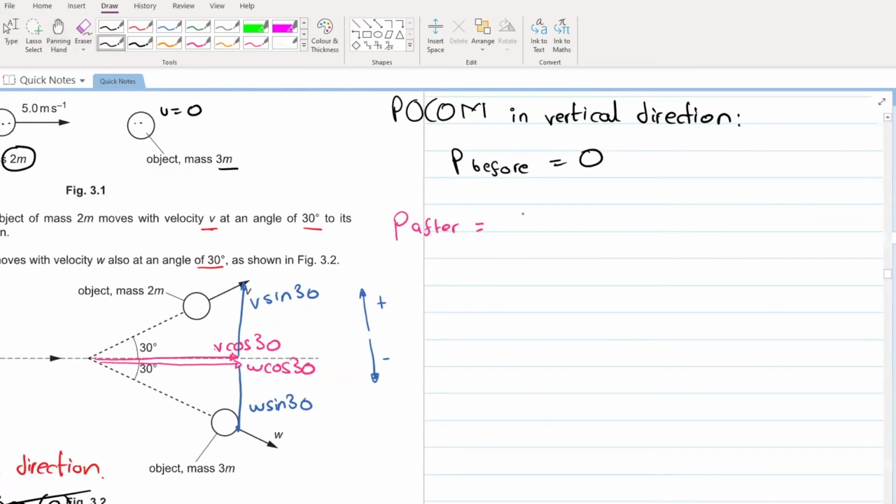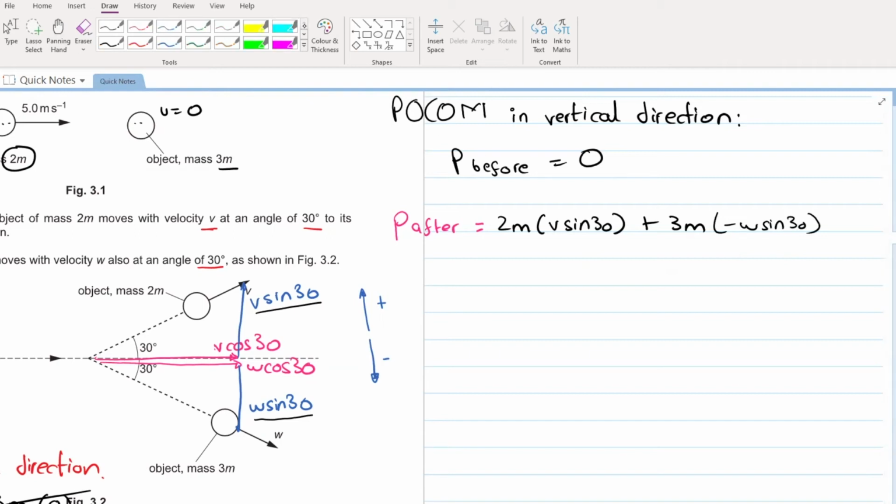Yes. The mass of 2m multiplied by this vertical velocity, that is v sine 30, plus the mass of 3m, and this velocity w sine 30 is in the downward direction, so negative w sine 30. Can we equate both of them? Yes, we can equate momentum before collision to the momentum after collision.